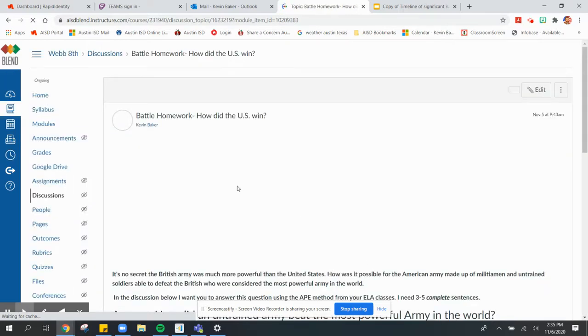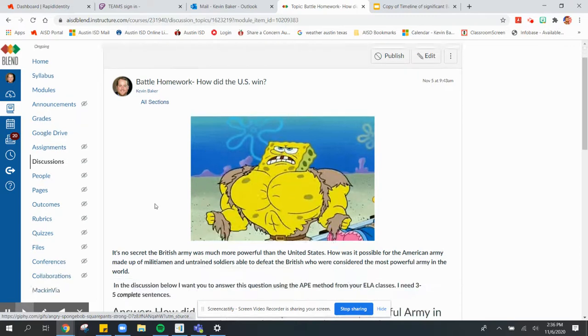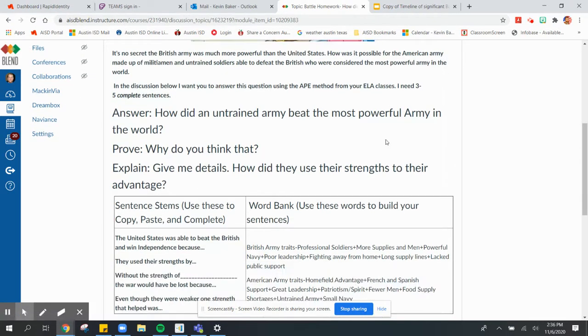You do have a homework piece this week, and it's a lot like what we've been doing. How did the U.S. win the war? They weren't strong like SpongeBob here. They weren't the strongest army, and it's no secret the British army was much more powerful than the United States. How was it even possible for an American army made up of militiamen and untrained soldiers to defeat the British, who were considered the most powerful army in the world?